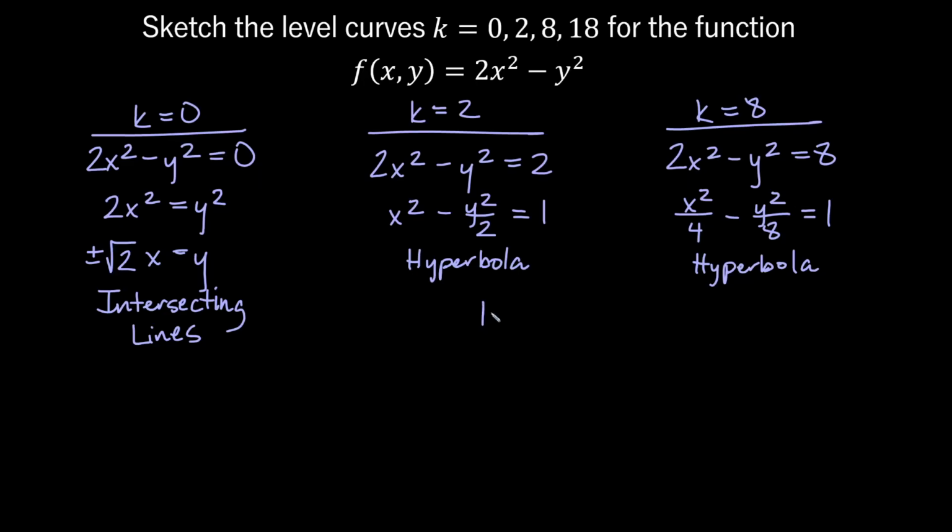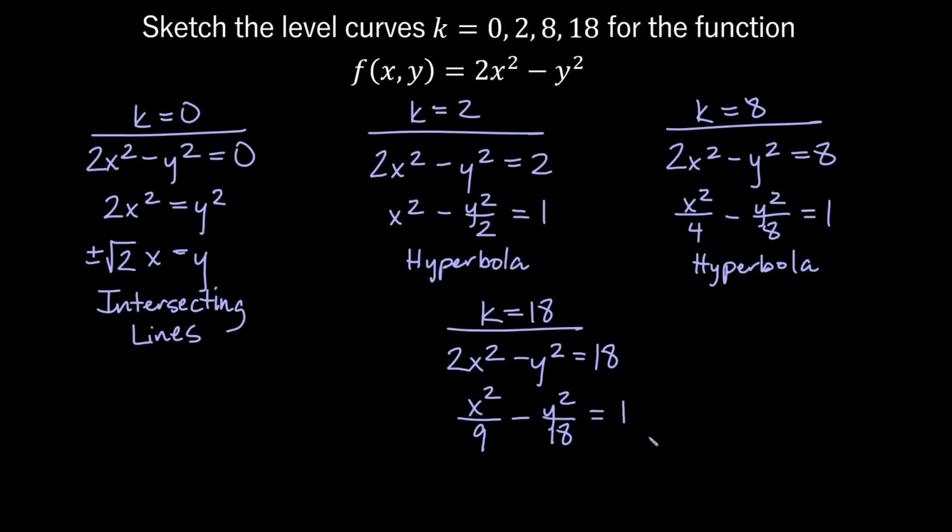Looking at our last value here at k equals 18, so cutting through this surface here at z equals 18, we get 2x squared minus y squared is equal to 18, and then dividing by 18 is going to give us a similar thing. We have x squared divided by 9, minus y squared divided by 18 is equal to 1. So again, we get a hyperbola. You can see that the a squared underneath x squared is 9, so that means that's 3 squared. We would have vertices that are 3 units away from the origin, still opening in the x direction.